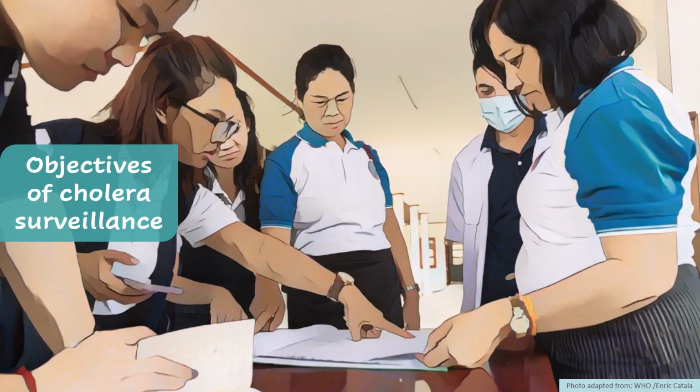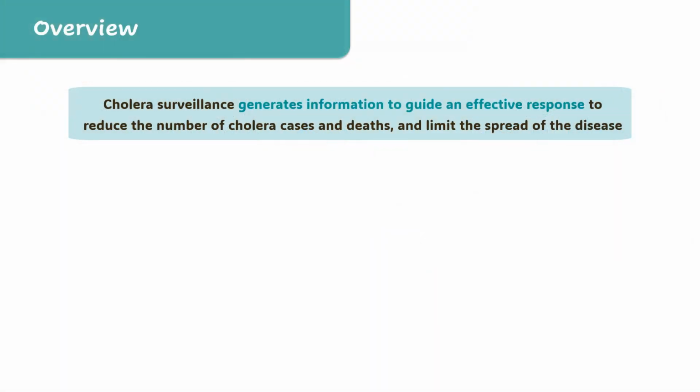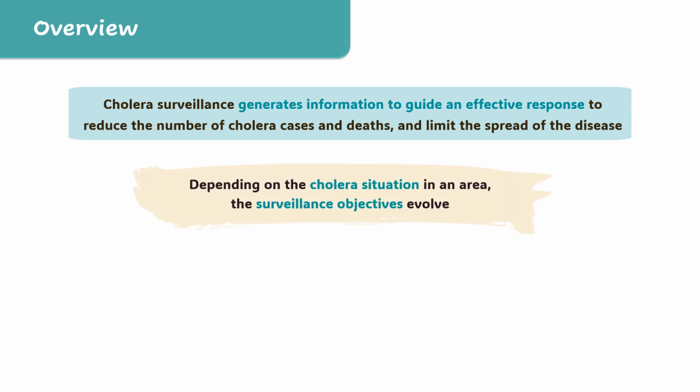Let's look into the objectives of cholera surveillance more specifically. The general objective of cholera surveillance is always to generate information to guide an effective public health response in order to reduce the number of cholera cases and cholera deaths and limit the spread of cholera. Then, depending on the cholera situation in a local geographic area, the specific objectives of cholera surveillance evolve.